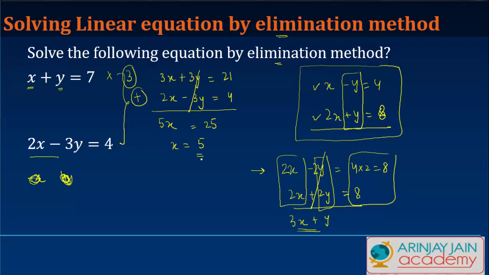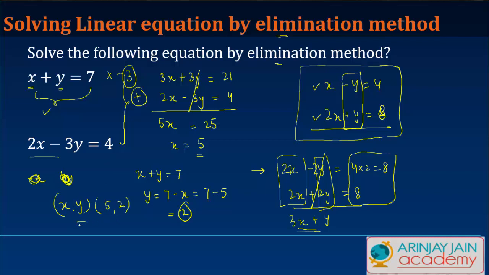Once I have the value of x as 5, I can just substitute it in the simpler equation, which is this one. So I had x plus y is equal to 7, y is equal to 7 minus x, or 7 minus 5, which gives me 2. So as a solution, what I get here is x, y as 5 and 2. And how did I get this solution? I got this solution by eliminating one of the variables in the given set of equations.